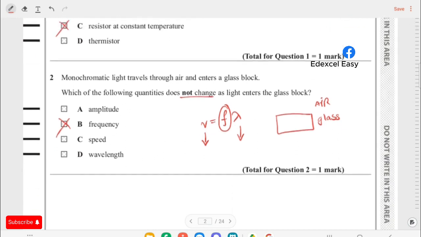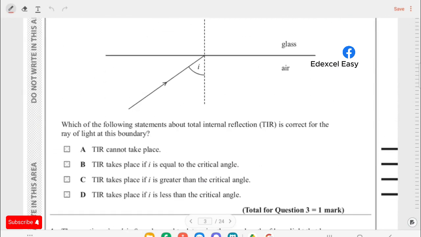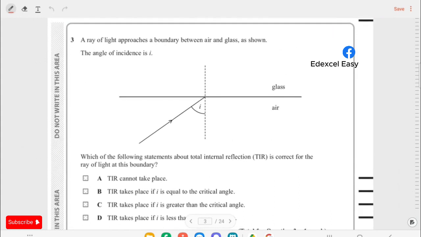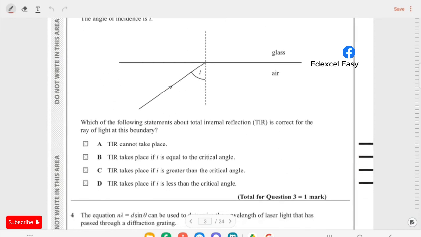We'll move to question 3. A ray of light approaches a boundary between air and glass as shown. The angle of incidence is I. Which of the following statements about total internal reflection is correct for the ray of light at this boundary? Total internal reflection cannot take place. TIR takes place if it is equal to the critical angle, if it is greater than the critical angle, or if it is less than the critical angle.